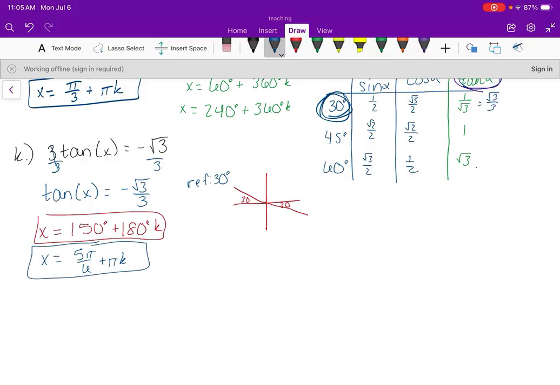And so again, the reason you don't have to write out both answers like with sine and cosine is because it's exactly half a circle across from each other. So tangent is kind of nice in that way where you only have to write one answer and then just use plus pi k.